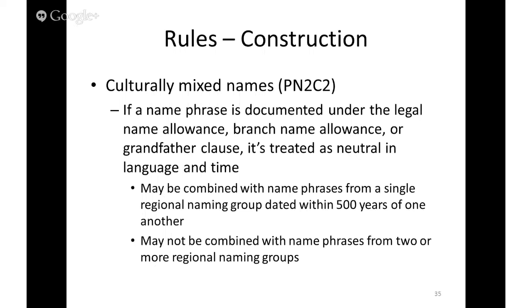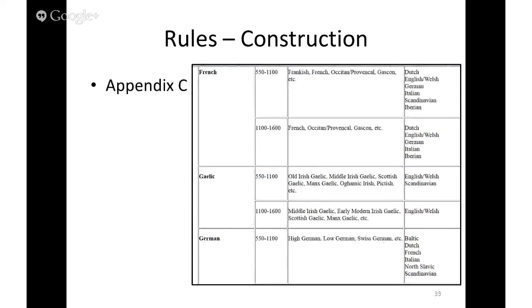You can't have 3. So if we go back to Appendix C here and it says, well, French can be combined with Dutch and with German, you can't have a name that's French and Dutch and German. It's any 2 is the limit.